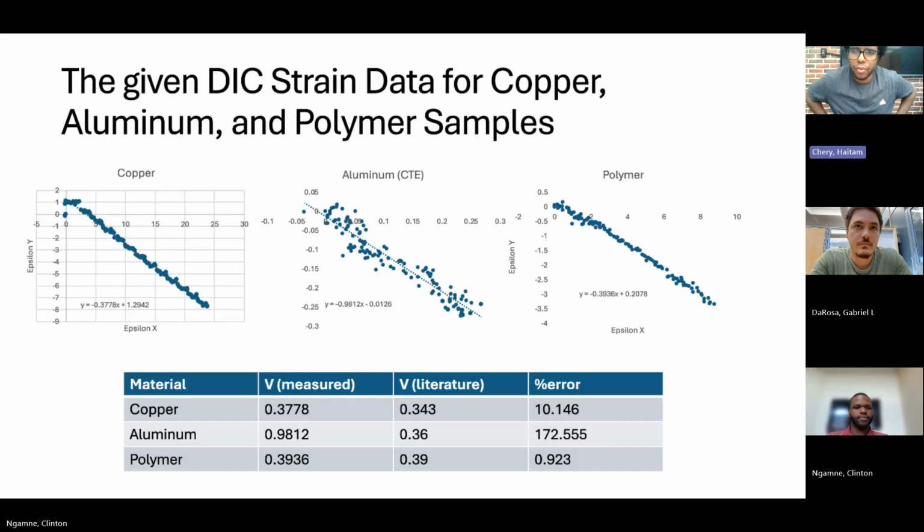And here we have three graphs of all the data. We applied a linear regression model to find the slope, whose absolute value is the Poisson's ratio, and we have the literature values, the measured values, and the percent errors at the bottom.